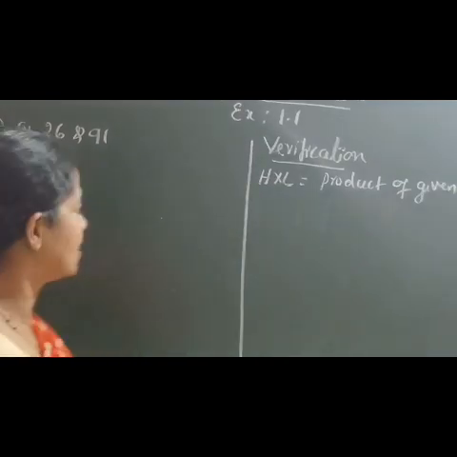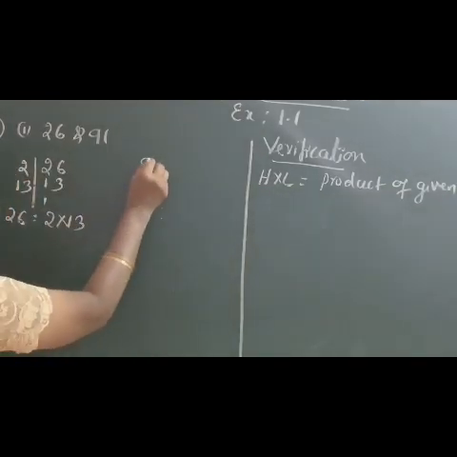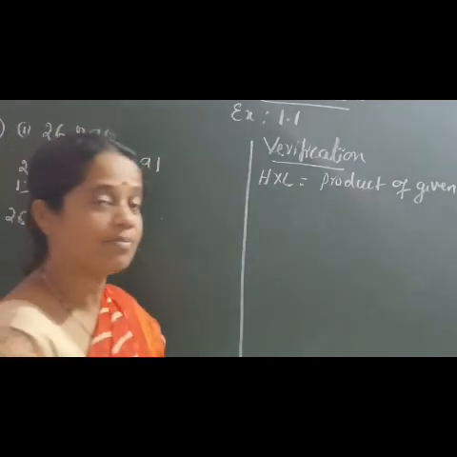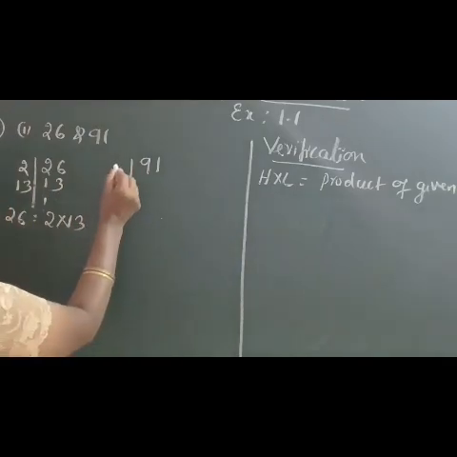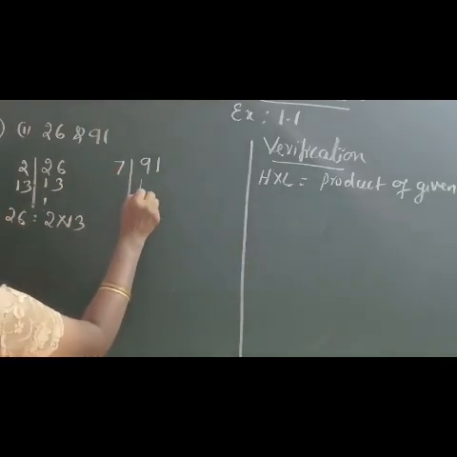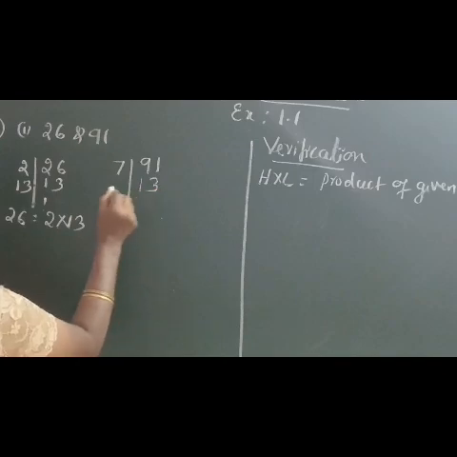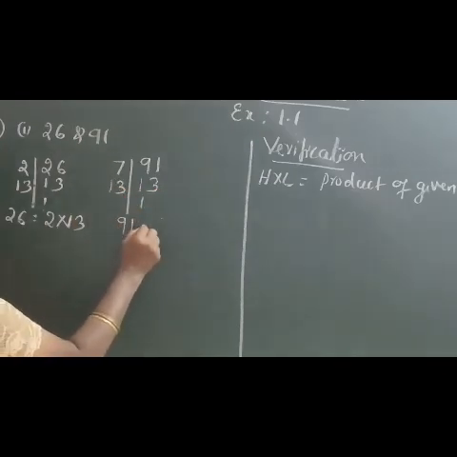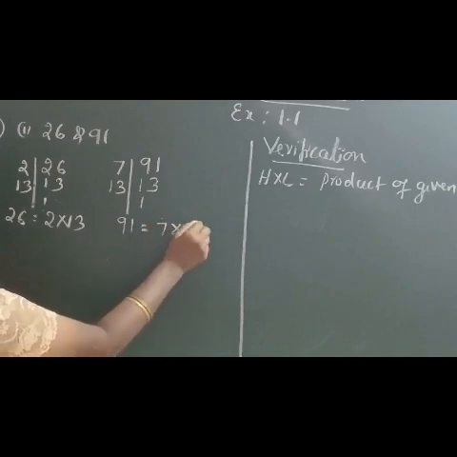Okay. Then take another number 91. 91 is not divided by 2 because it is an odd number. It is divided by 7. 7 1s are 7 and 7 13s are 91, 13 1s are 13. The factors of 91 are 7 into 13.